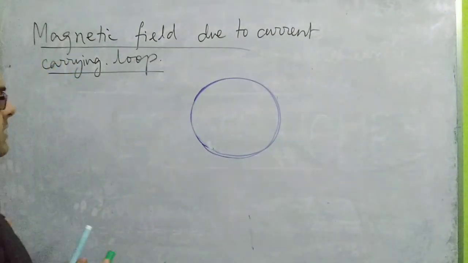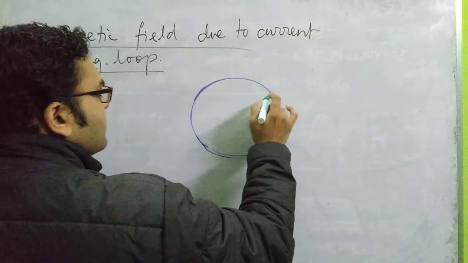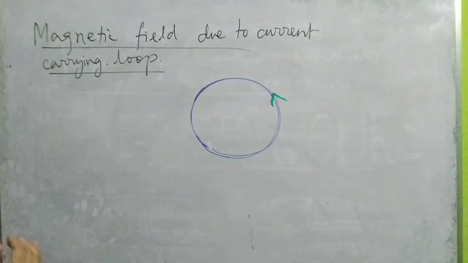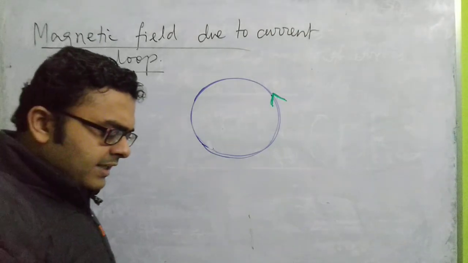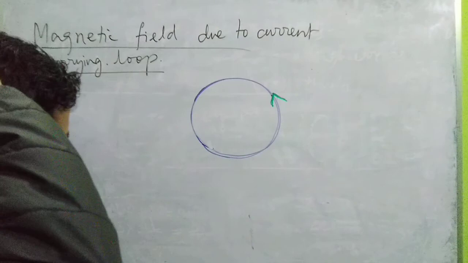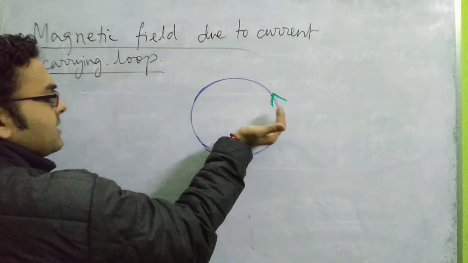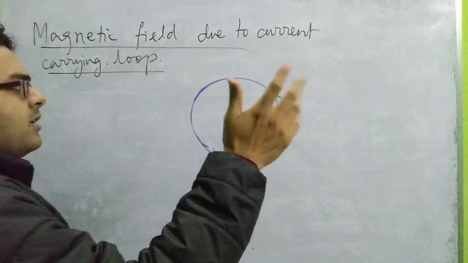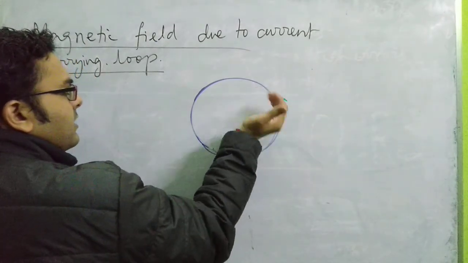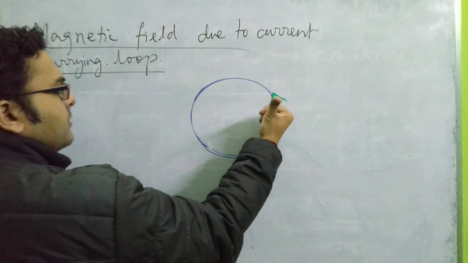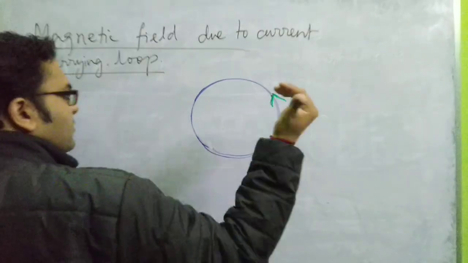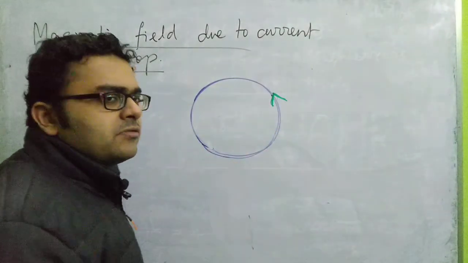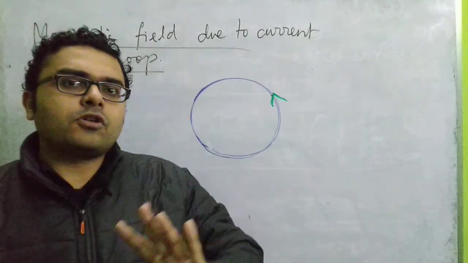So if the current is flowing through this loop and you are looking from this face, say the current is flowing in the anti-clockwise direction, then how can I determine the magnetic field at this face? If I take my right hand palm and curl my fingers along the direction of the current, you see the thumb is coming out of the board. So if I consider this kind of structure, in which the thumb is coming out of the board, obviously, in the previous class we discussed that magnetic field lines emerge out of the north pole outside the magnet.